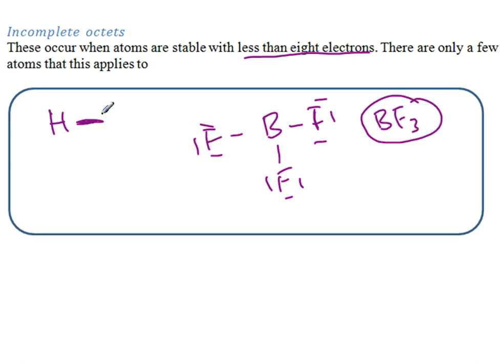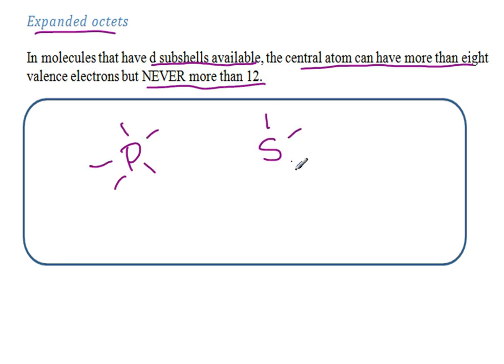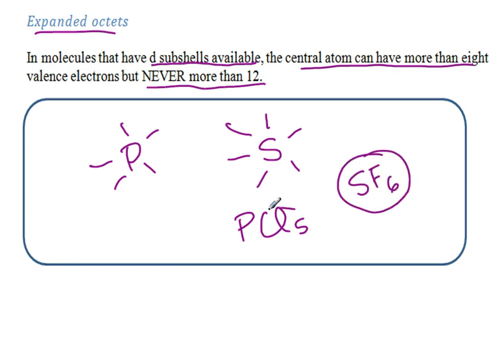All right, next thing, expanded octet. Basically, you have to have a d subshell available so the central atom can have more than 8, but never more than 12. Because remember, the most you can have is 6 clouds. The 2 elements that do this most often are phosphorus and sulfur. You could have a total of 6 bonding sites, or 12 valence electrons in the bonds around sulfur or phosphorus. On the AP exam, you will see a lot of PCl5. You could see SF6. Those are molecules you will typically see.